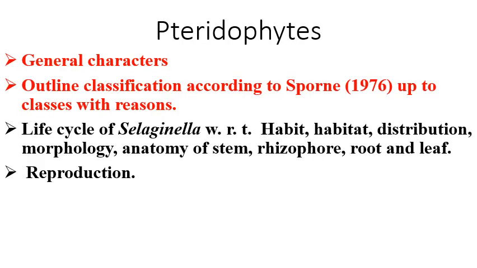In this presentation, we will be studying pteridophytes with respect to the life cycle of Selaginella. This presentation is divided into three parts. In the first part, we will be studying general characters and outline classification according to Sporne up to classes with reason. In the second presentation, we will be studying the life cycle of Selaginella with respect to habit, habitat, distribution, morphology, anatomy of stem, rhizophore, root and leaf. And in the last and third presentation, we will be studying reproduction. So let us start presentation number 1.